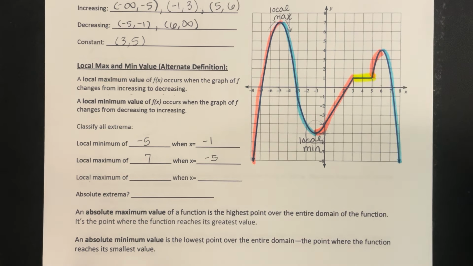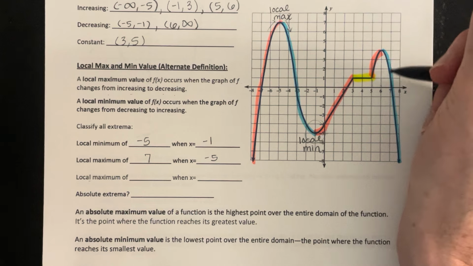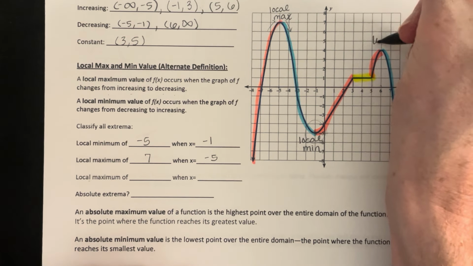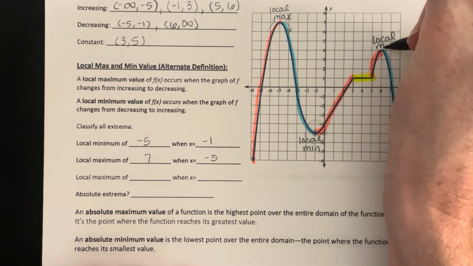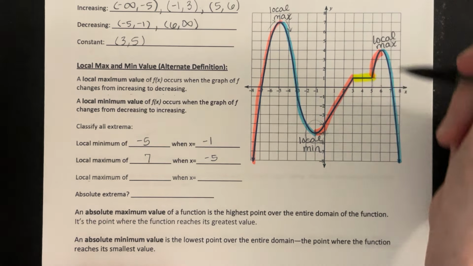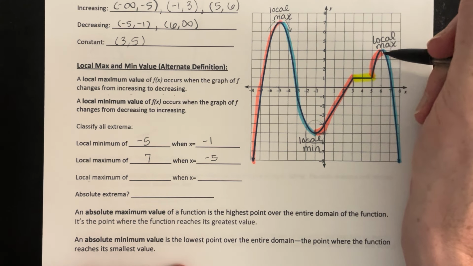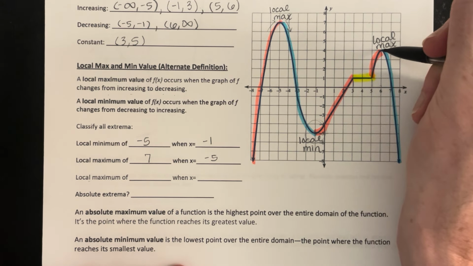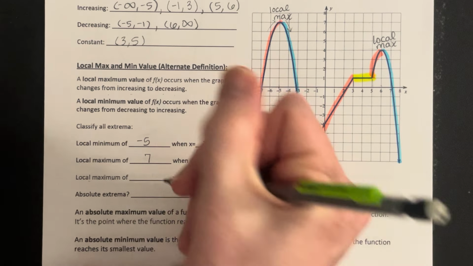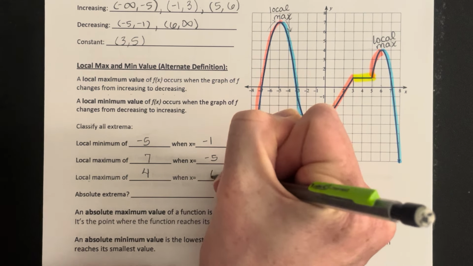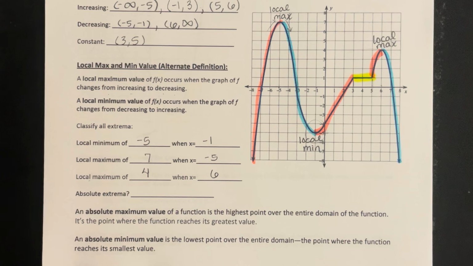Then we have another change from increase to decrease here, which creates another local maximum. That has a local maximum value of positive 4 when x is 6. So you can have more than one local max or local min.